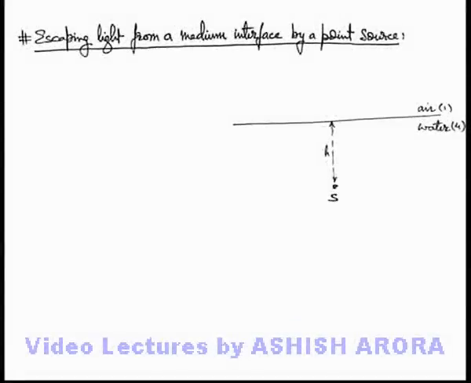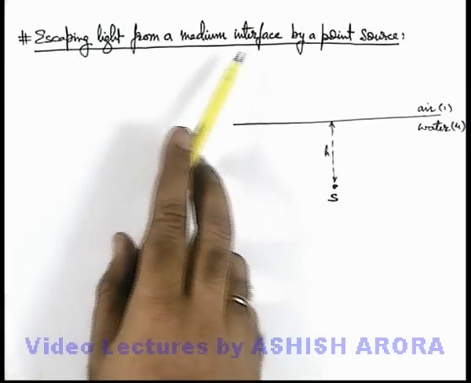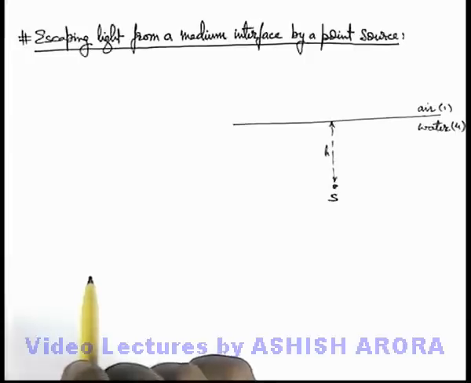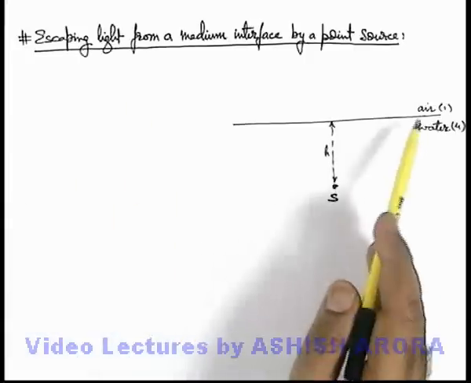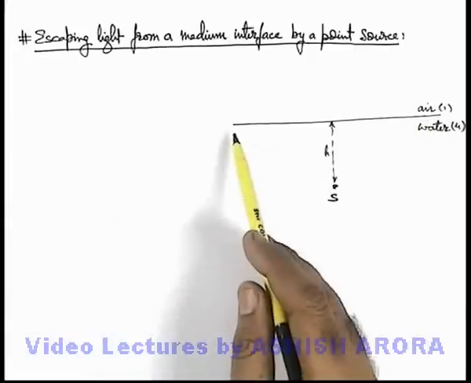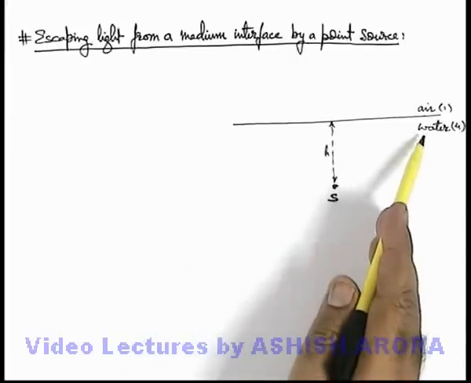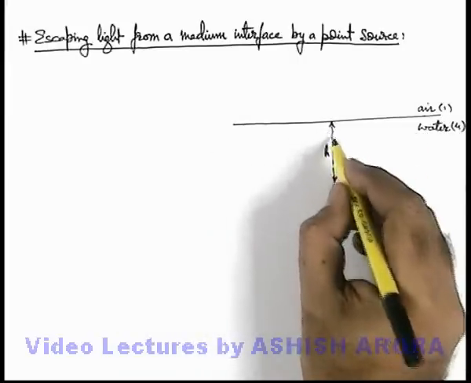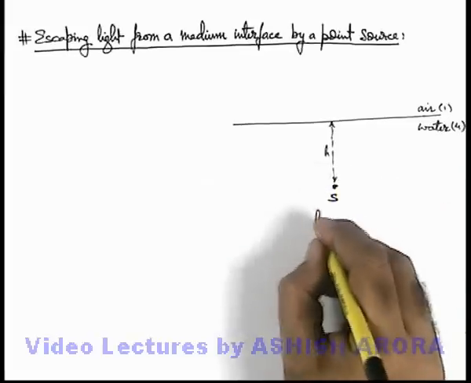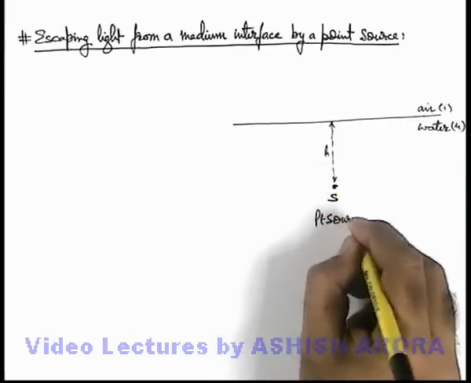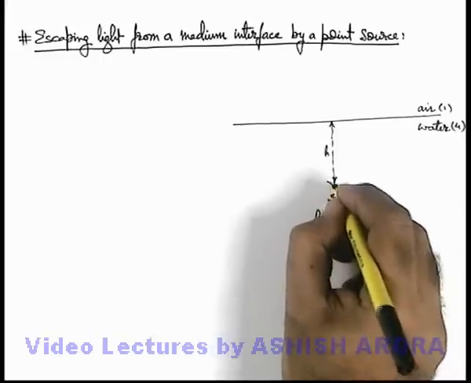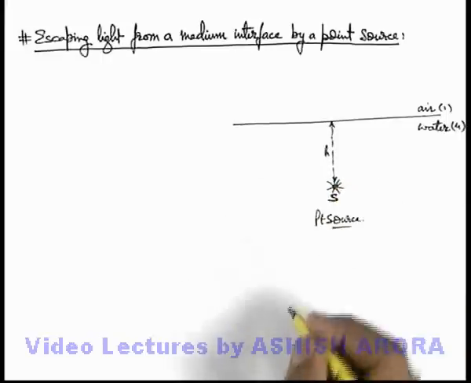Let us now understand the concept of escaping light from a medium interface by a point source. To understand this, let's consider an interface between air and water. This is the boundary. Here in water at a depth h below the boundary, a point source is placed, and this point source originates light in all directions.